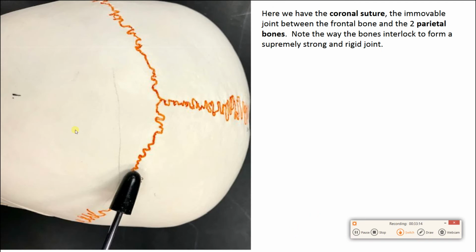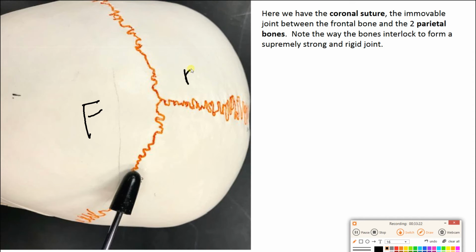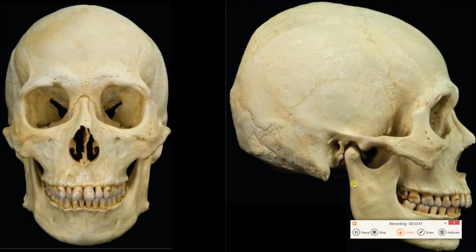So here is the frontal bone. Here are my two parietal bones. Frontal bone is here. Parietal bone is here and here. That was a P up here. So this right here, where that pointer is, that is the coronal suture. Beautiful interdigitation in that suture. I love it. All right. If we look here, we can see a real skull. Let's just look at that frontal bone again in the real skull. Beautiful frontal bone right there.